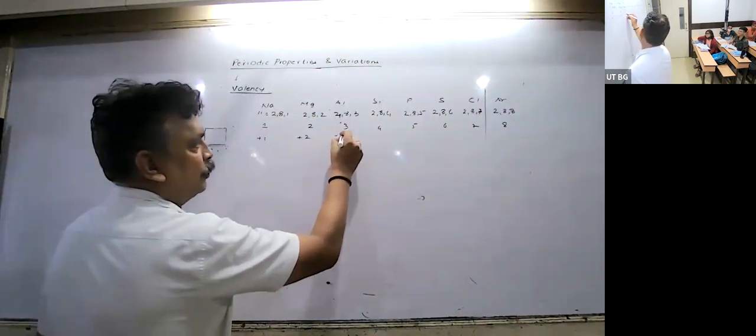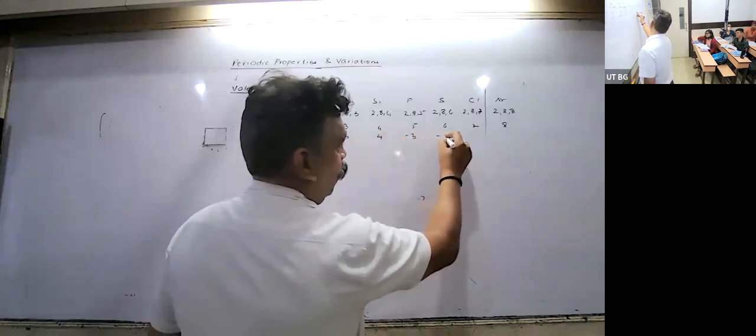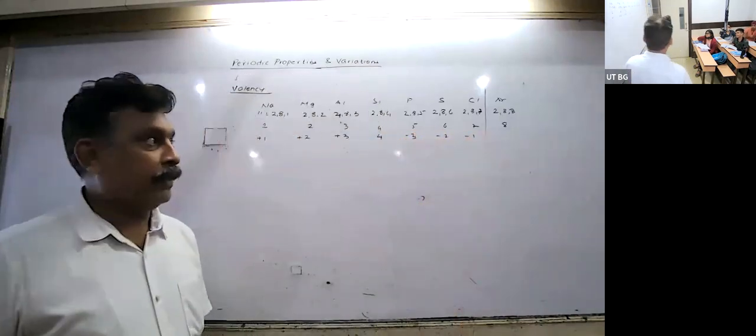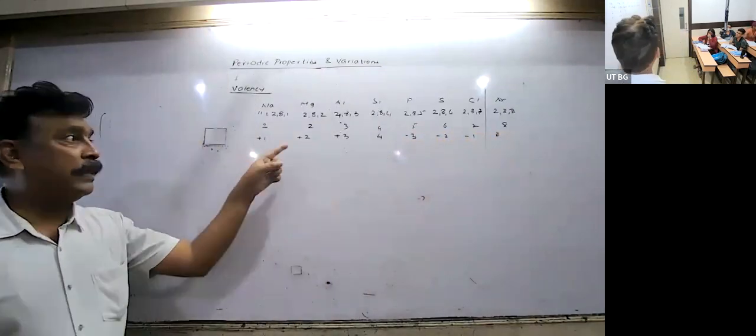Okay, and here it will lose 3. This will share 4 electrons. This will gain 3, 2, and 1. Here, and that will be 0. So this valence is 0. Okay, now why are these elements like this?